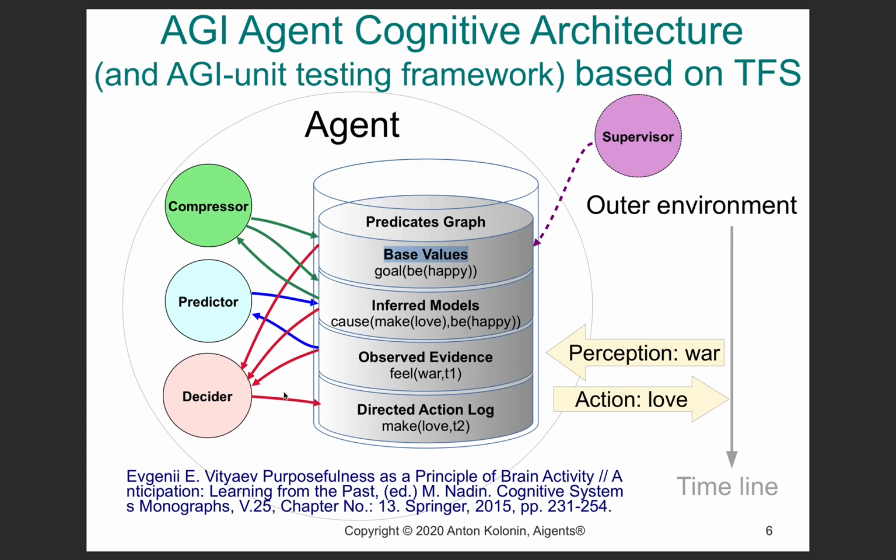The idea of the decider is that it can take only those scenarios predicted by the predictor that are capable of maximizing the ability to reach and satisfy the base values, hard-coded or acquired by the agent. Then the decider selects the scenario that satisfies the agent's needs to the greatest extent, and it directs the action, which is recorded in the directed action log.